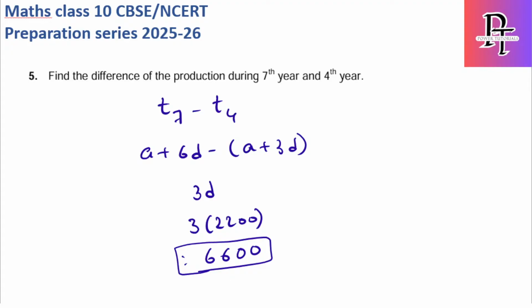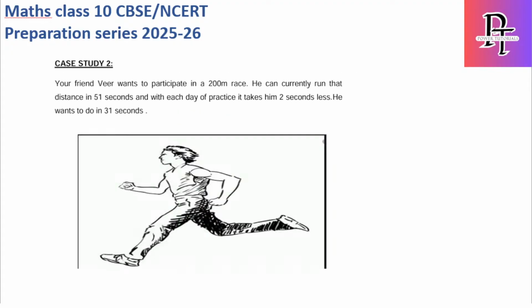Okay, next move to the second case study. Your friend Veer wants to participate in a 200 meters race. He can currently run the distance in 51 seconds, and with each day of practice it takes him 2 seconds less. He wants to do that in 31 seconds.